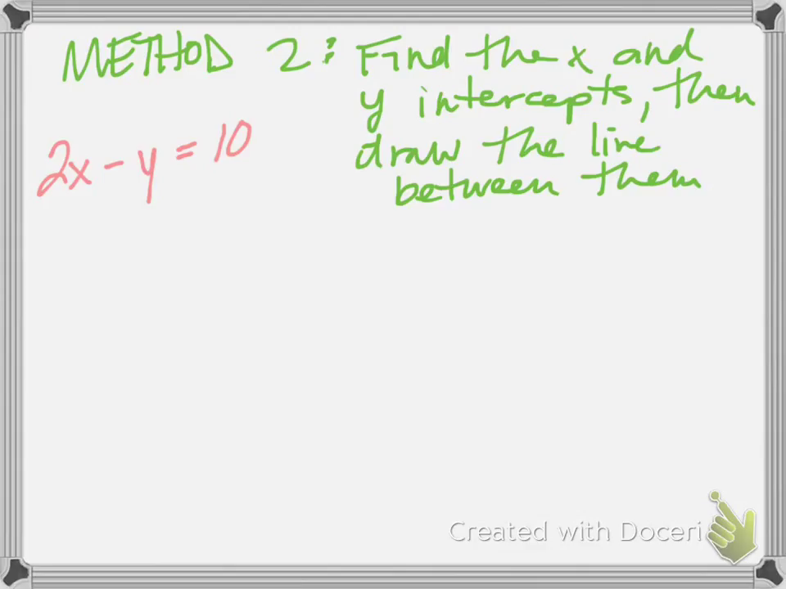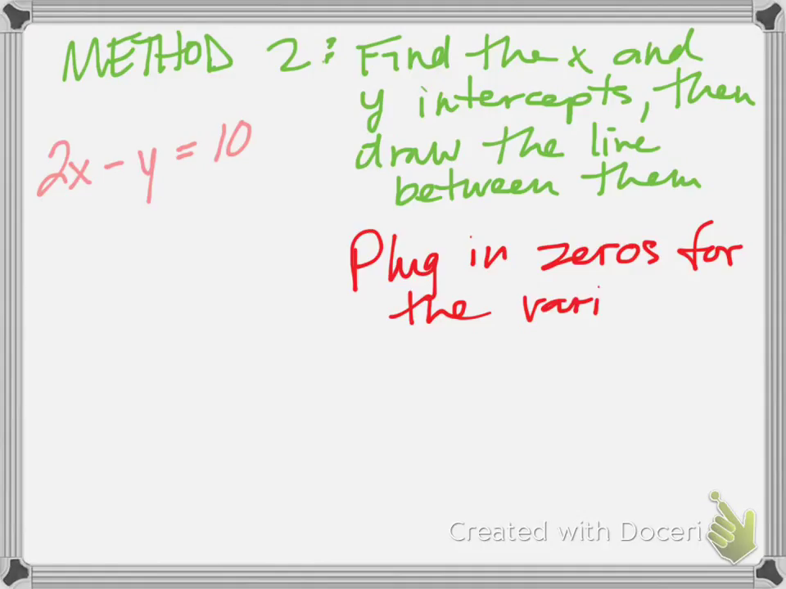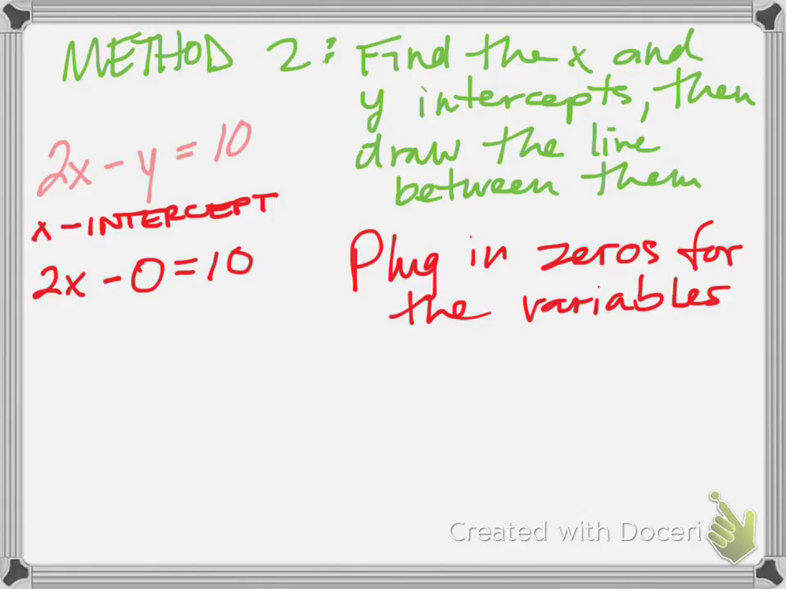Okay, the next method, you don't have to solve the equation. You find the x and the y-intercept, and you put those on the graph and connect the points. What that requires, though, is you plug in zeros for the variables, and then you solve the one that's left over. So this one here, if I'm going to solve for x, I'll put a 0 in for y. So the x-intercept, let's say 2x minus 0 equals 10. 2x equals 10. Divide by 2. My x-intercept is 5.